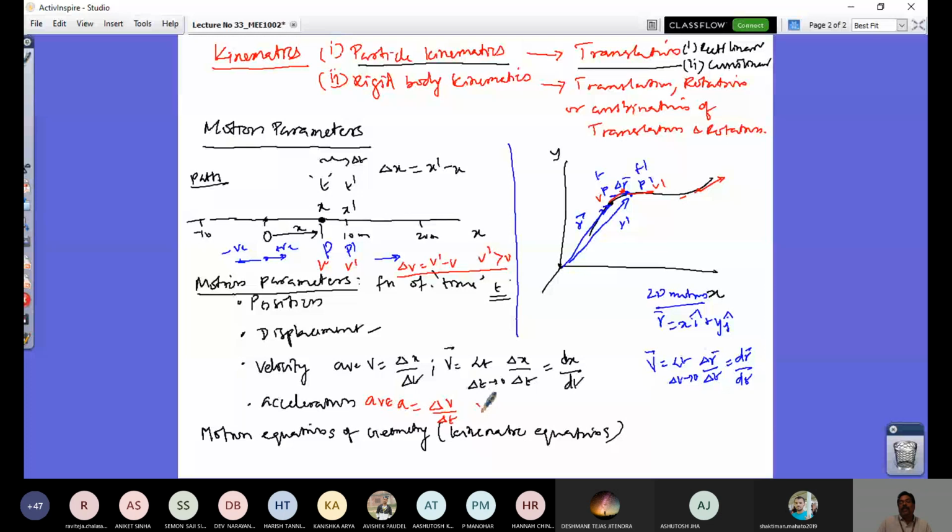Again here I can define this average acceleration as instantaneous acceleration, or simply the acceleration vector, as the limit as delta t tends to 0 of delta v by delta t, and that is going to be dv by dt. In this case, this is the v vector and the v dash vector, and the instantaneous acceleration will be the limit as delta t tends to 0 of delta v vector by delta t, which is dv vector by dt. This is the definition of your acceleration.